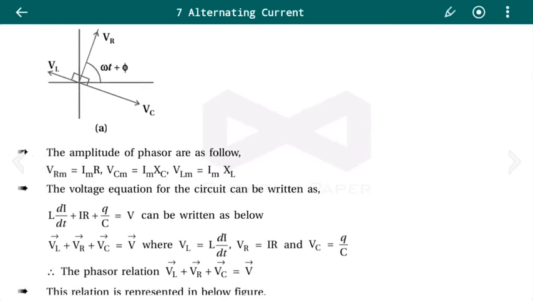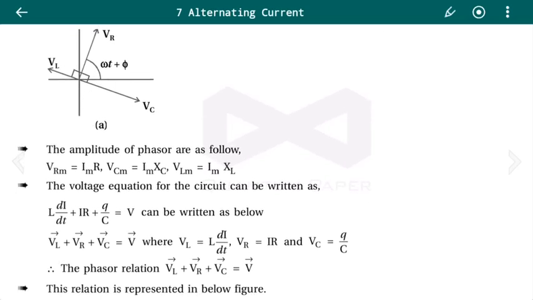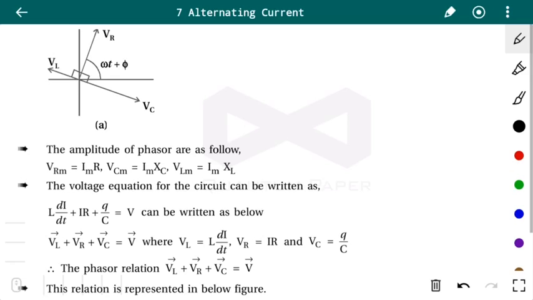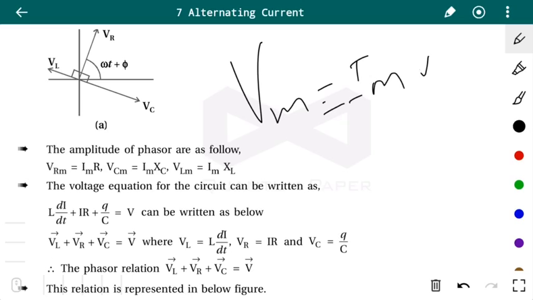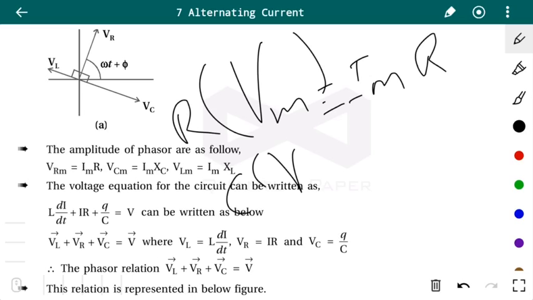So the amplitudes of the phasors are as follows. VRM equals IMR. We have discussed the equation, that is the maximum voltage for the resistor equals IMR. The maximum voltage for the capacitor equals IMXC, because here we are applying Ohm's law, that is V equals IR.